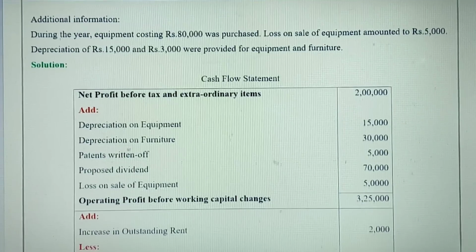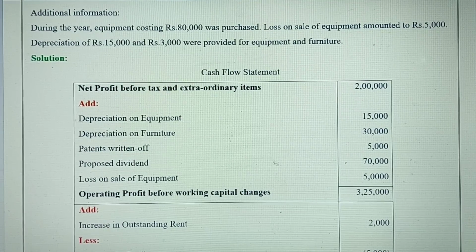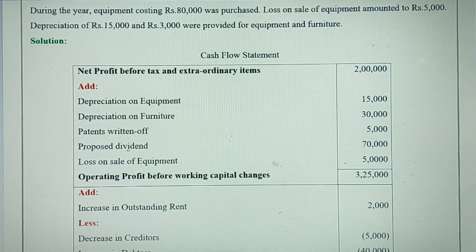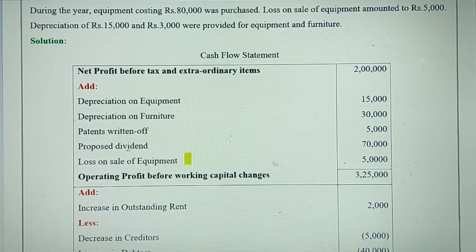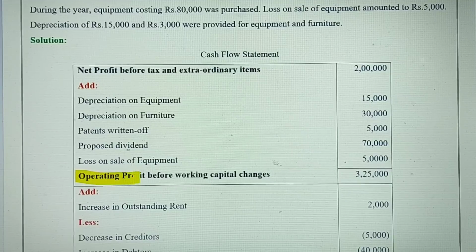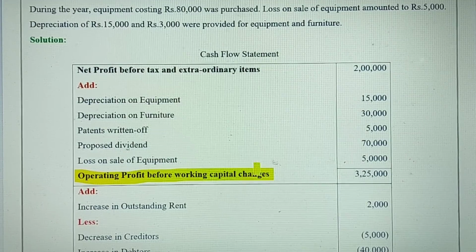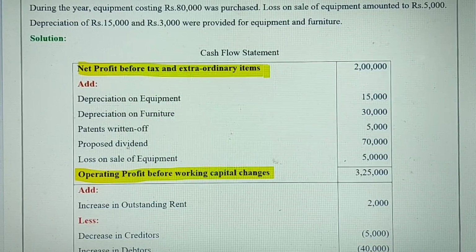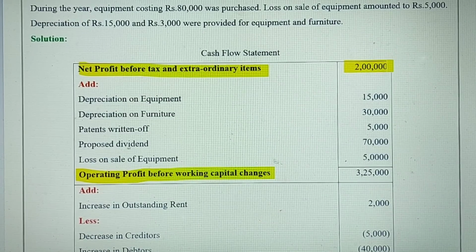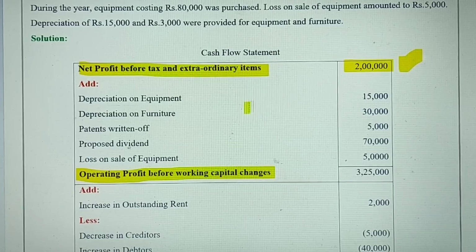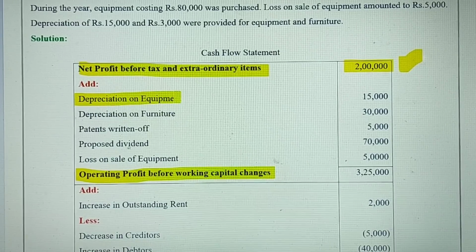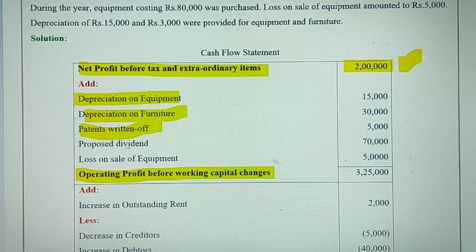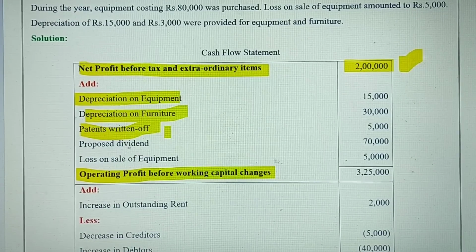Now I will just tell you the format, and the different accounts that you should consider in the cash flow statement. Now the first thing is you have to find operating profit before working capital changes. So you have to take the net profit before tax and extraordinary item. This will be given in the question, and then you will add all depreciation on fixed assets. Then any patents, if there are patents to be written off, that is to be added.